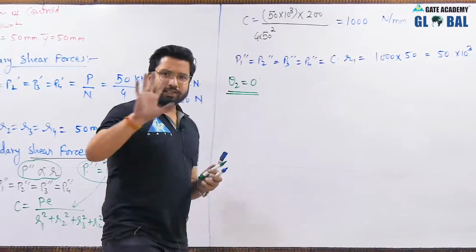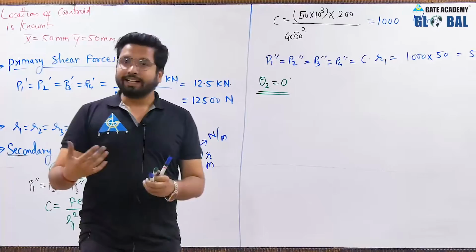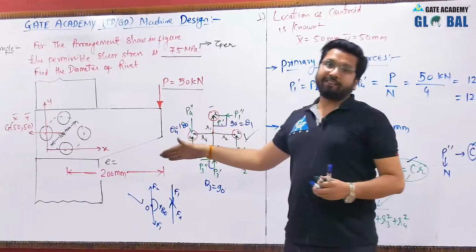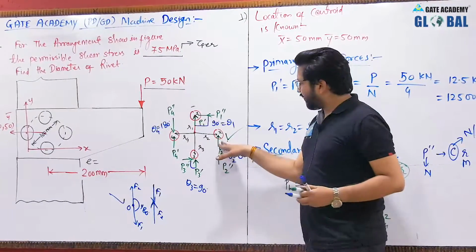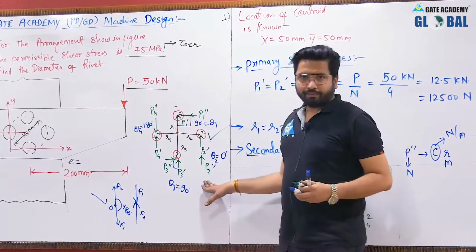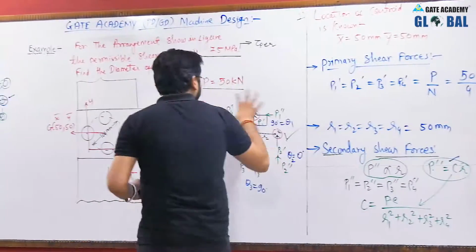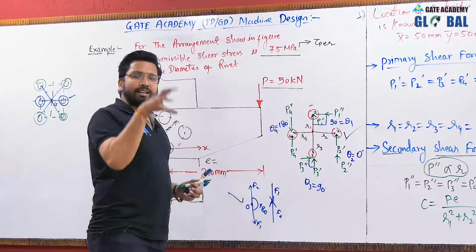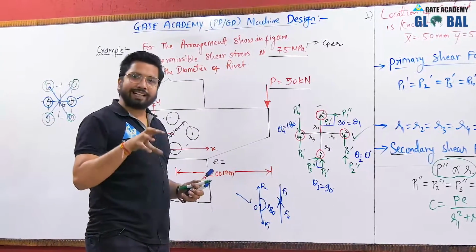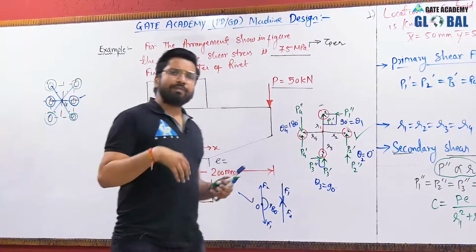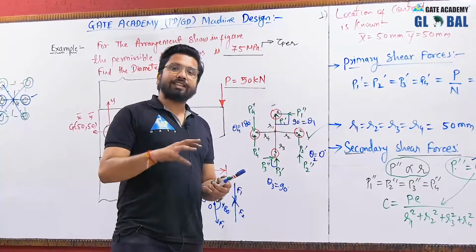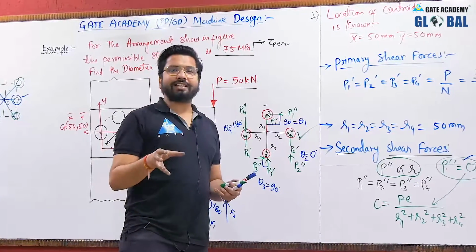Okay, and also there is a possibility that two rivets will have the same value of theta. Here we have only one rivet which has the minimum value. It may be possible that the arrangement of rivets is such that two rivets have the same value of theta, or there may be more than two rivets having the same value of theta. All of these conditions are possible.